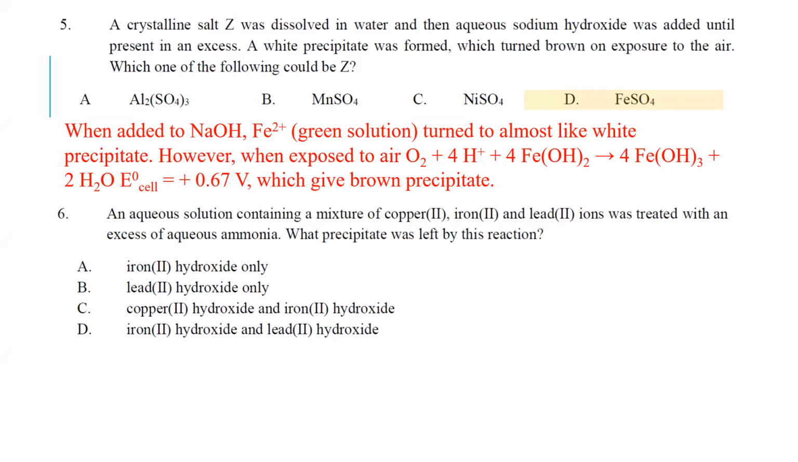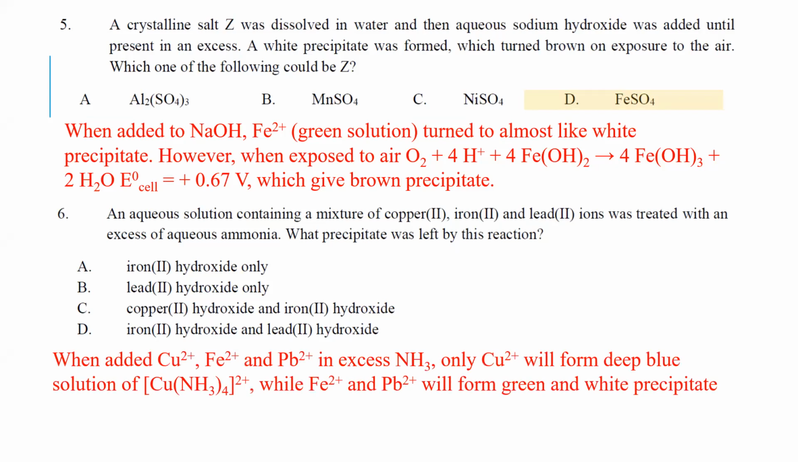Then we go to question number 6. An aqueous solution containing a mixture of copper, iron, and lead 2 ions was treated with excess aqueous ammonia. What precipitate was left in this reaction? So you have to understand which of them can easily form a precipitate. When you add copper ion, iron, and lead ion to excess ammonia, only copper will form a deep blue solution, while Fe2+ and Pb2+ will form a green and white precipitate respectively. So that shows how the iron 2 and lead 2 react with the ammonia.